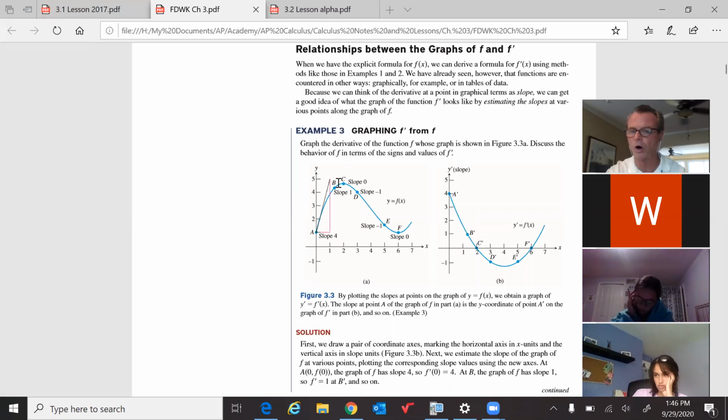So that's a slope of 4. So they went over here and put a, ready? When the input is 0, the slope is 4. Now what? We're not going to do every point. Go to C.